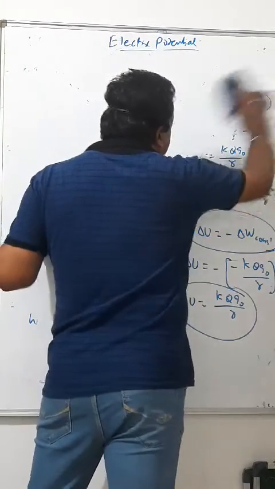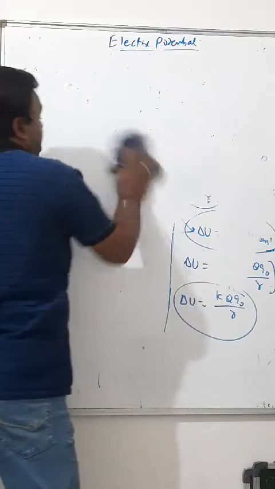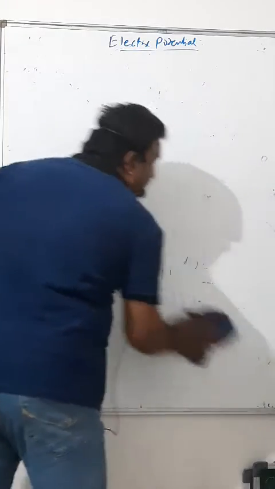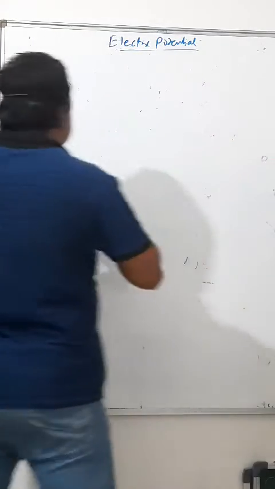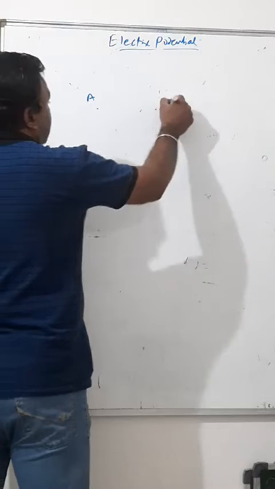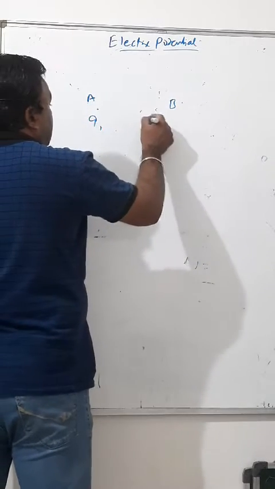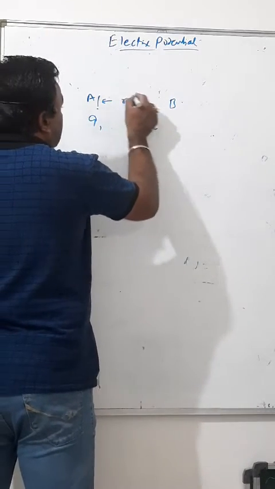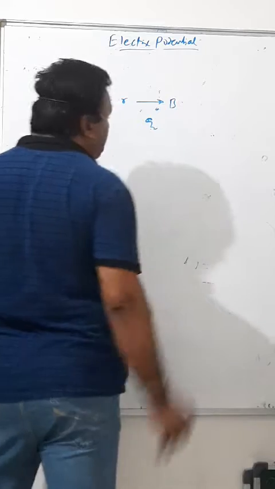So here we have defined the potential energy and the potential. I simply say, if I have two charges, this is q1, this is q2. There is a distance between them, r.